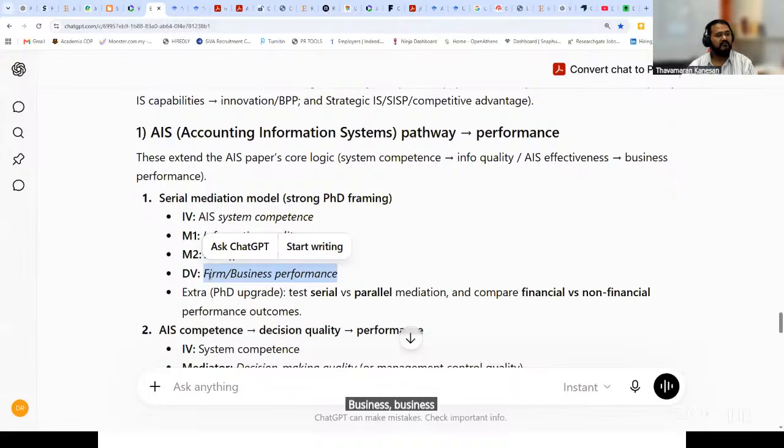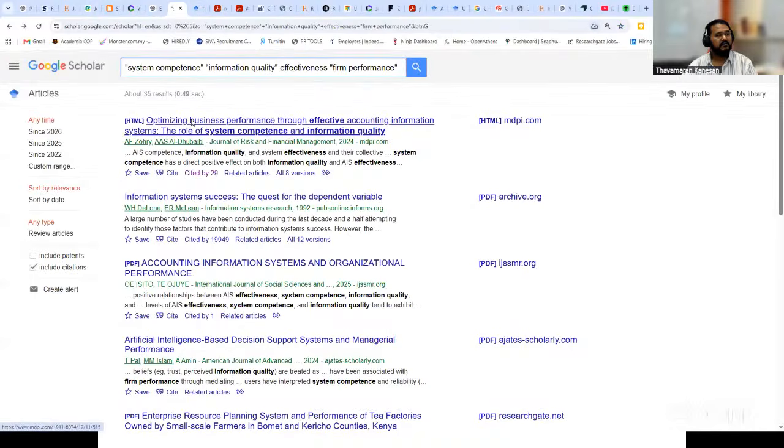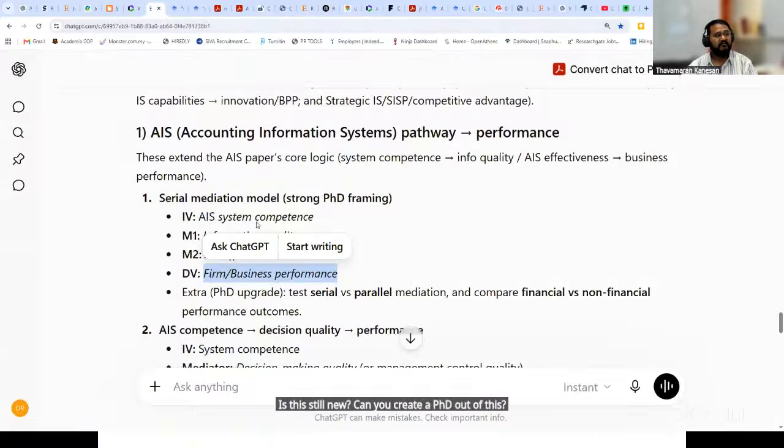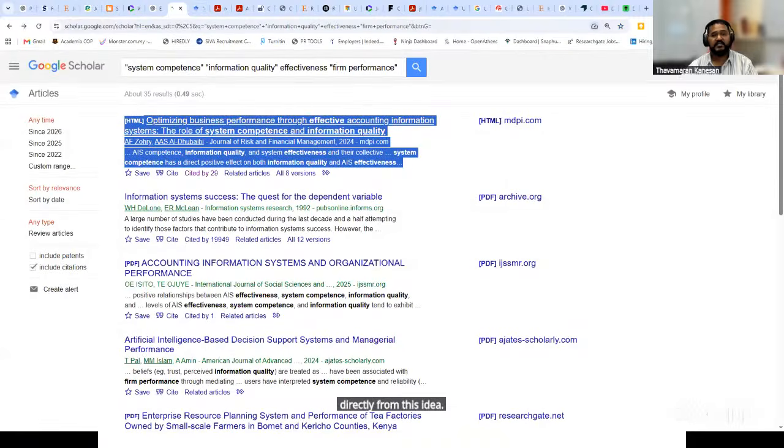Business or firm performance. Business performance, done. Is this still new? Can you create a PhD out of this, directly from this idea? Is it still new?